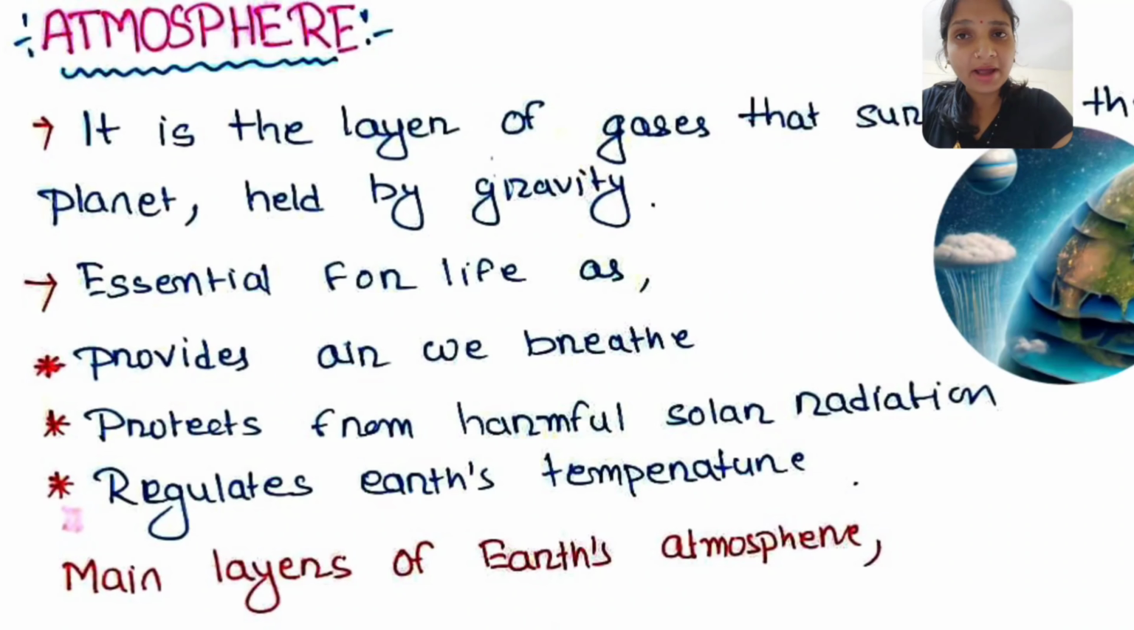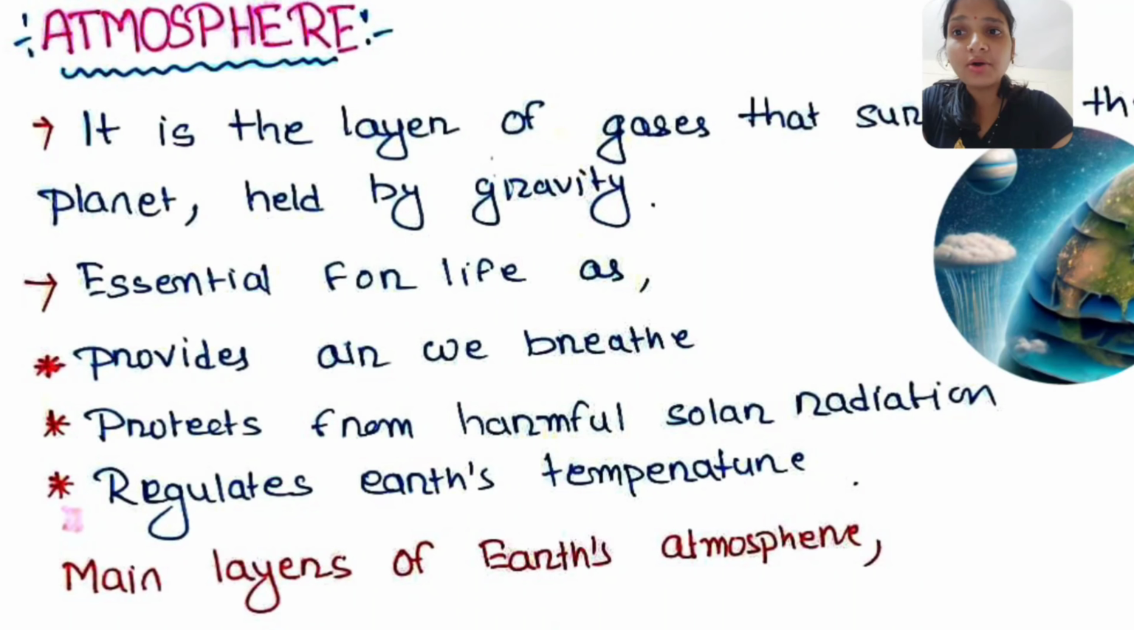So, why is it essential? It provides the air we breathe. It protects us from the harmful solar radiation, which gets absorbed in the atmosphere. Also, it regulates the Earth's temperature to maintain life on the Earth. And it is also responsible for weathering and erosion processes or climate change on the Earth. So, the atmosphere is very essential for life on the Earth.